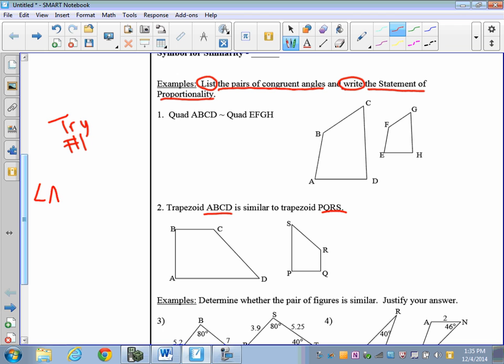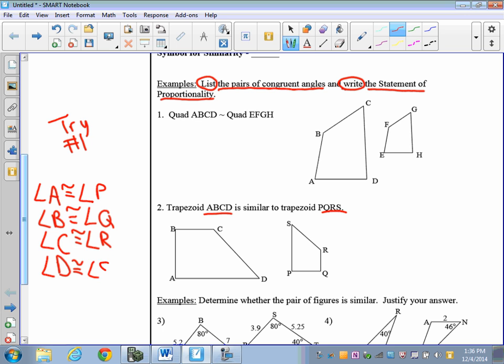So the first letters are A and P. B and Q are the second letters. C and R are the third letters. And lastly, we have D and S. So the first letter, second letter, third letter, and fourth letter are all congruent. Those are us listing the congruent angles.